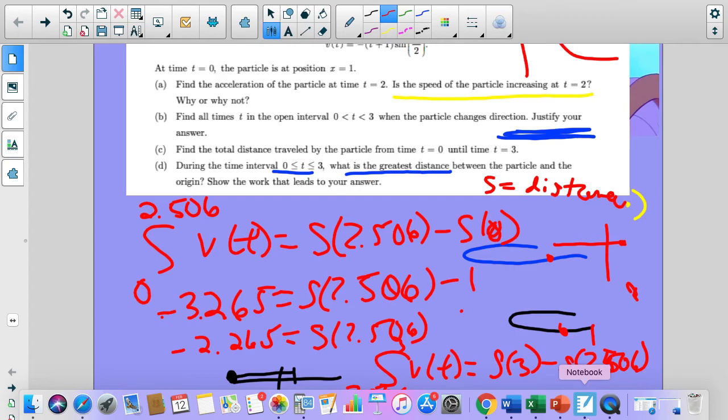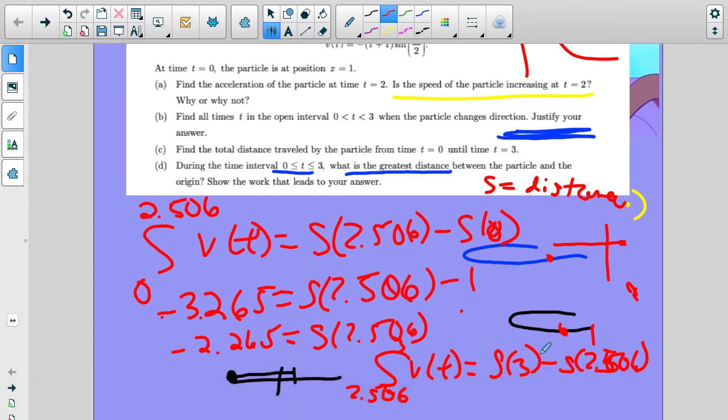Let me see if I can explain better what I was thinking. So this number right here was 1.608. What is that 1.608? That's not where it is. Right now, I just integrated it from 2.506 to 3. I haven't done anything with the right-hand side. Very good. That's just how far it moved to the right. It moved to the right 1.6. So did it even make it back to 0? Because you're at negative 2.265. So I would say the greatest distance from the origin is 2.265.